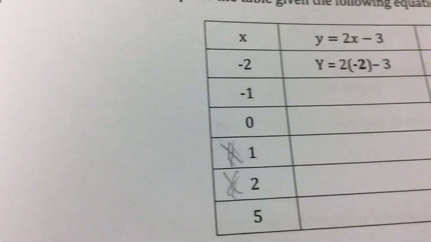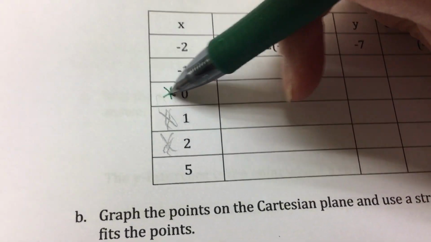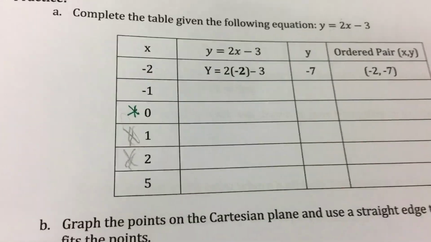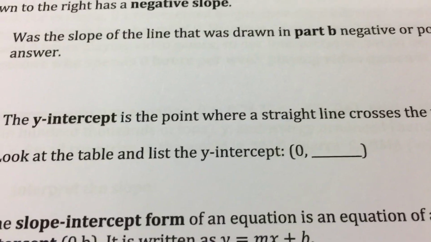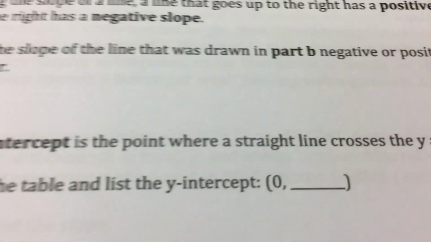So what you want to do is go back over here. When you find this point right here, whatever that point is, that's going to be your y-intercept. You'll have to look at your ordered pair once you fill in that. So notice they will ask you to now fill in your y-intercept.